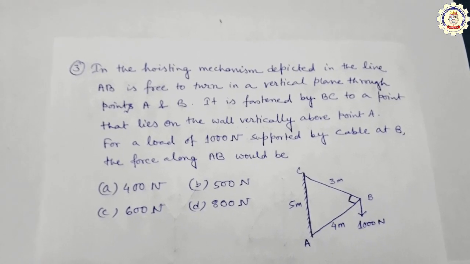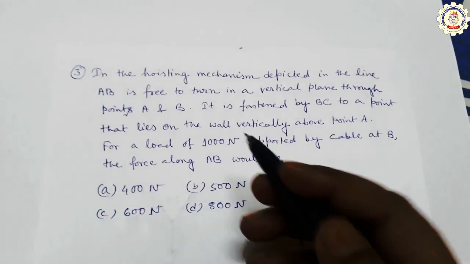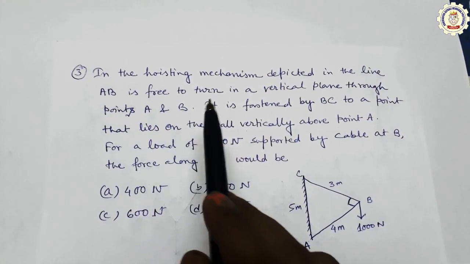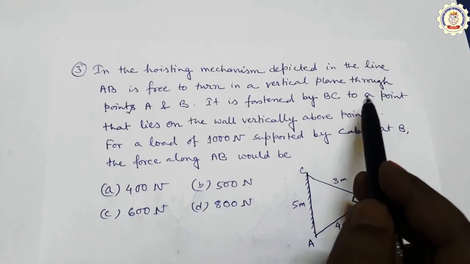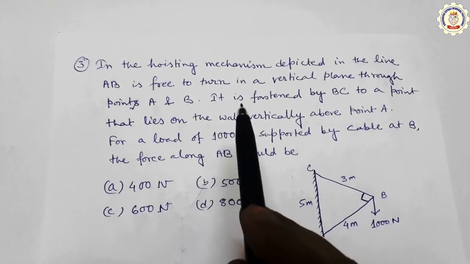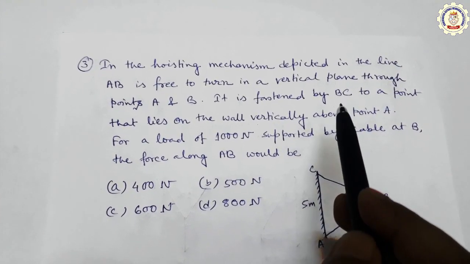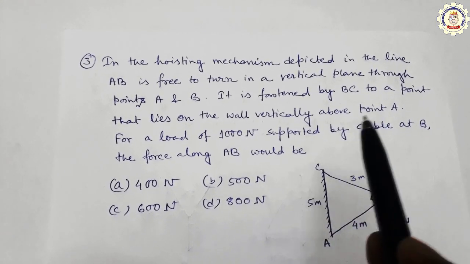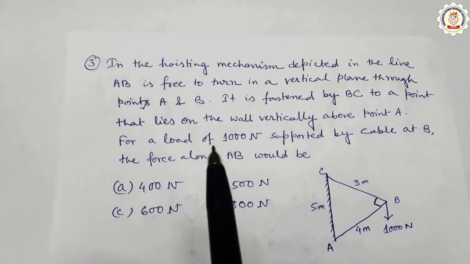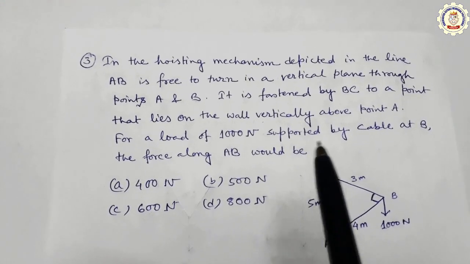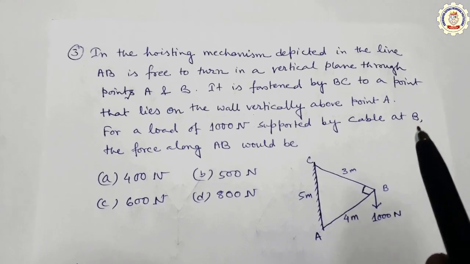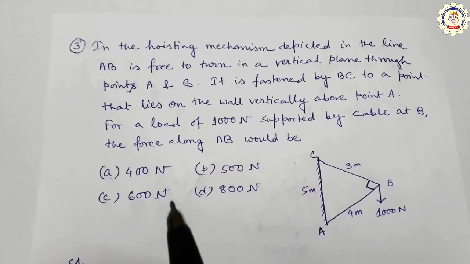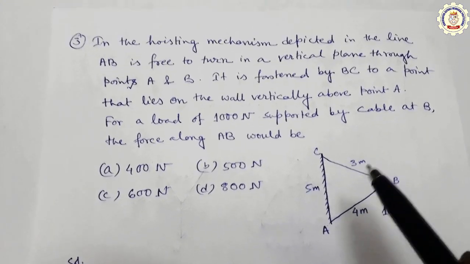Next problem. In the hoisting mechanism, the boom AB is free to turn in a vertical plane through points A and B. It is fastened by BC to a point that lies on the wall vertically above point A. For a load of 1000 Newton supported by a cable at B, the force along AB would be. These are the four options. This is the main diagram.